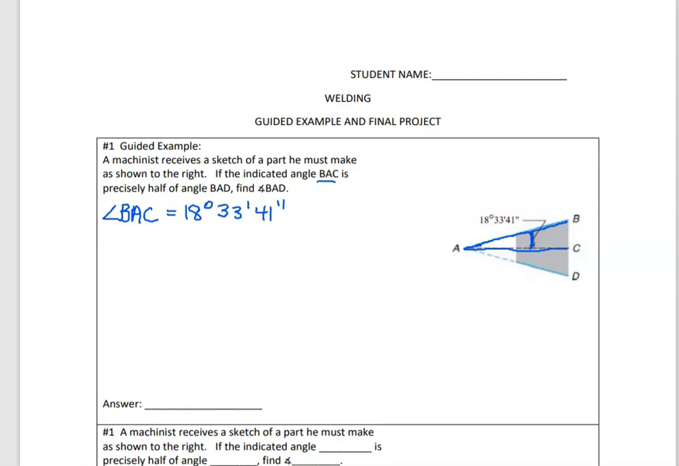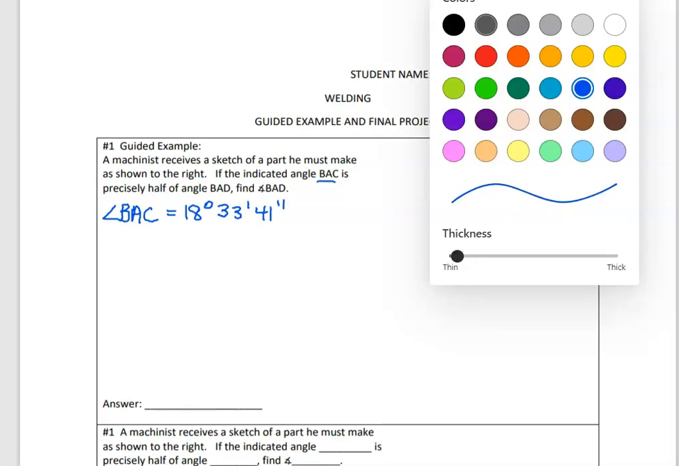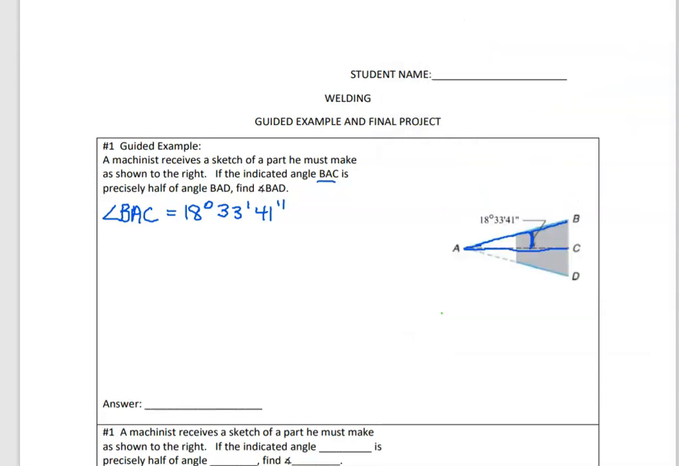Okay, now they're asking us to tell them what the measure of this entire angle is. Angle B, starting with B and going to A and ending at D. So they want us to say, what is angle BAD equal to? So this whole angle here.